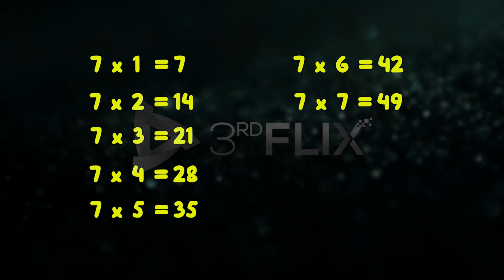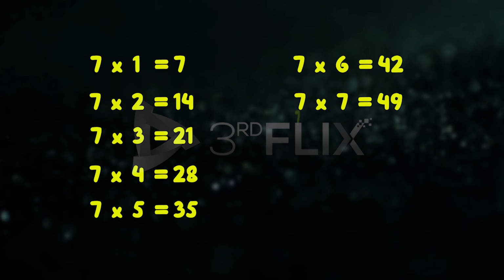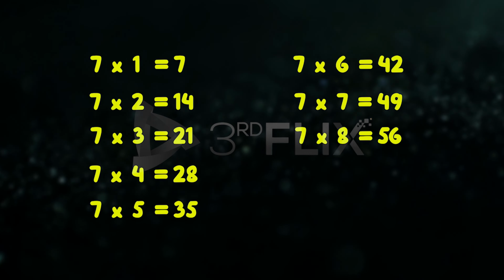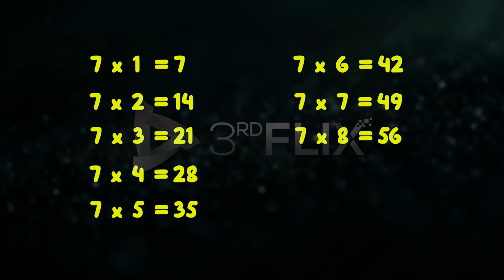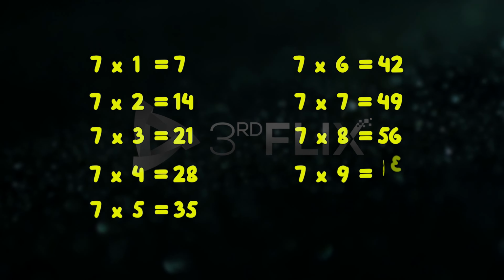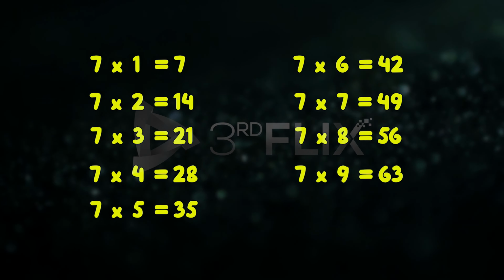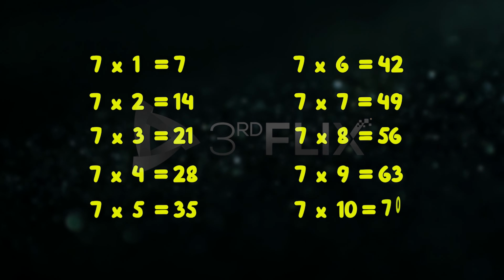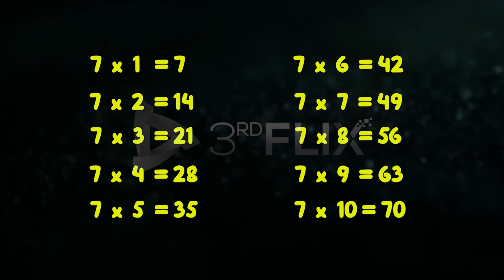7 into 7 is equal to 49. 7 into 8 is equal to 56. 7 into 9 is equal to 63. 7 into 10 is equal to 70.